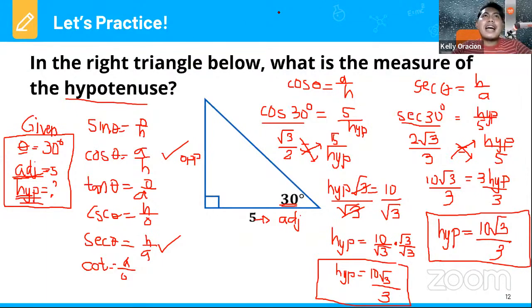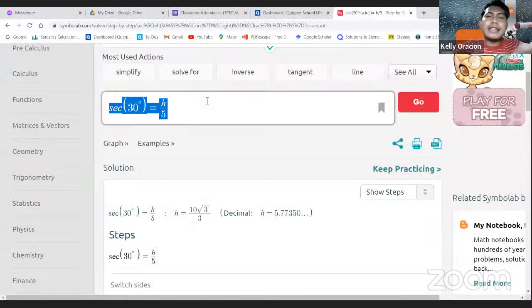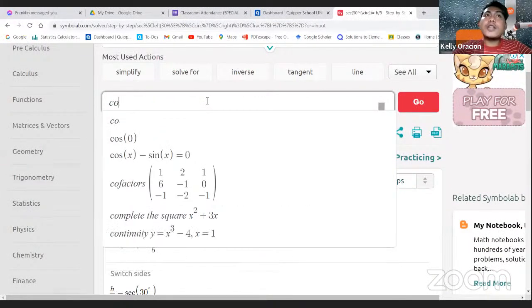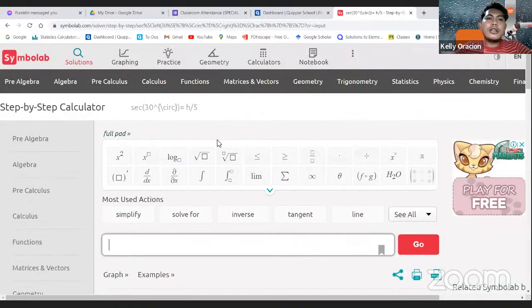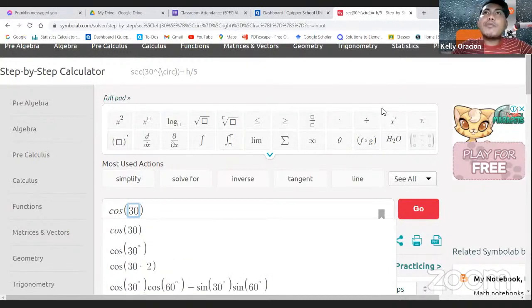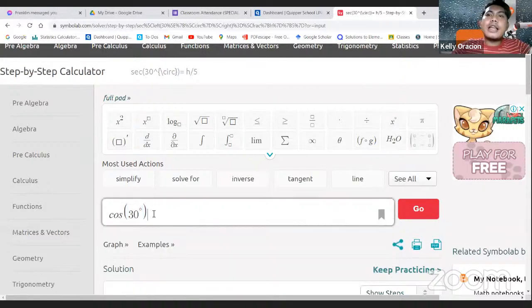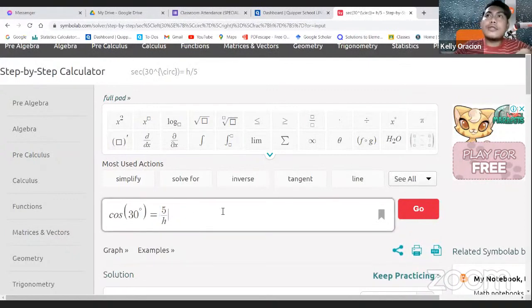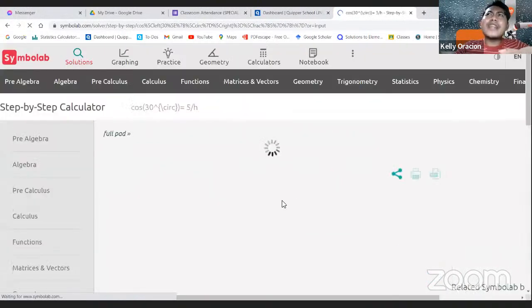Sige. Ano yon? Yung kanina, let's have this one, yung cos 30 degrees. Isulat nyo lang yung word na cos, then open and close parentheses, then 30, and then do not forget to put the degree. Then equals, it's 5 over hypotenuse, right? 5 over hypotenuse. Then click the go. You will arrive at the answer of 10 square root of 3 over 3.